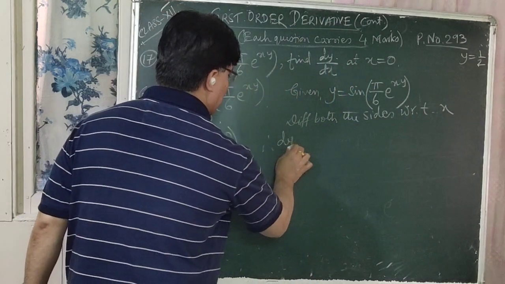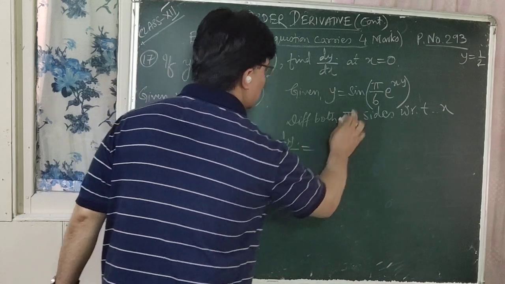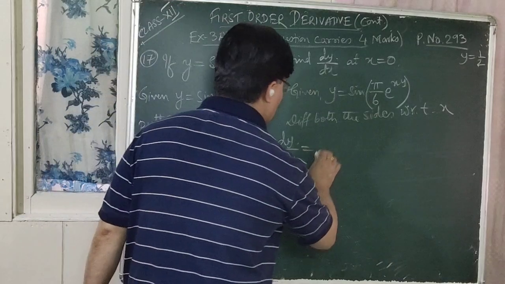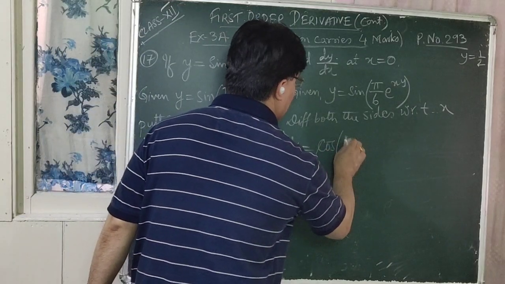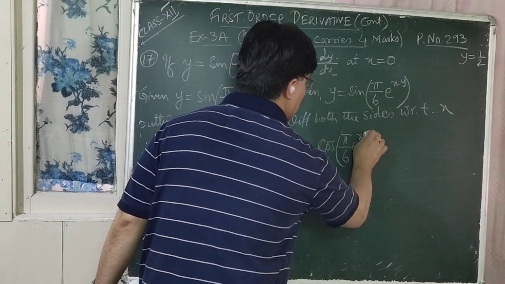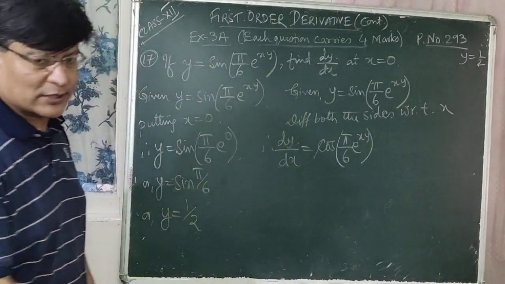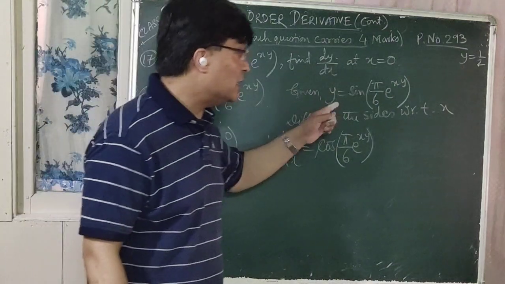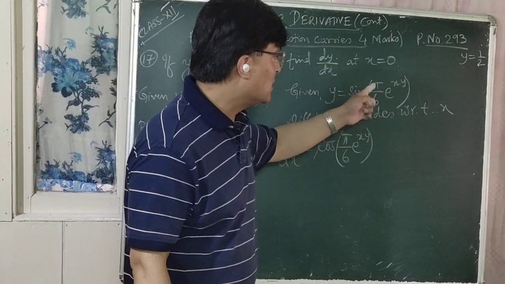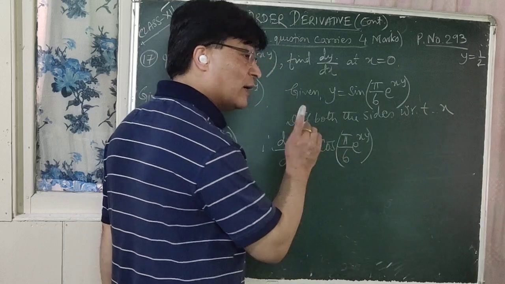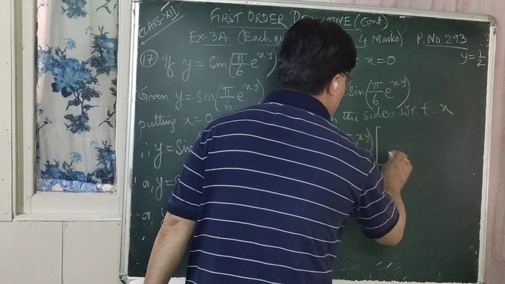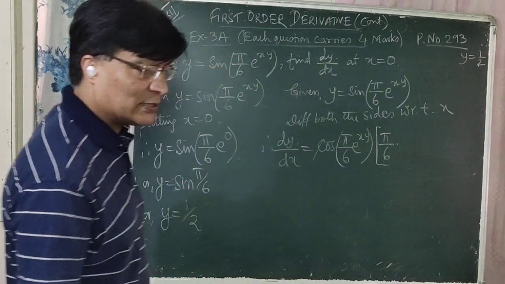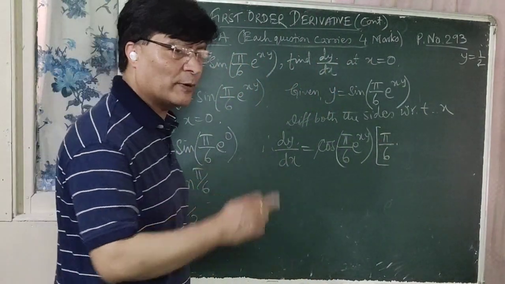So it is dy by dx is equal to sine x form. What is the differentiation of sine x? Cos x. So it is cos of within bracket pi by 6 e to the power xy. That is your cos x. Again, you have to differentiate the function which is assumed as x. In this case, which function was assumed as x? It is pi by 6 e to the power xy. Again, you have to differentiate it. That is, pi by 6 is constant, it is kept as it is, into d by dx of e to the power xy.